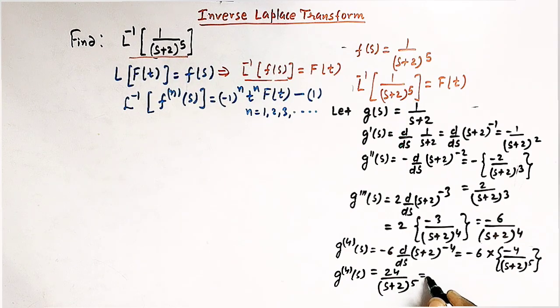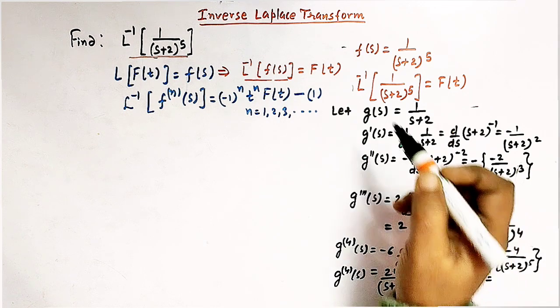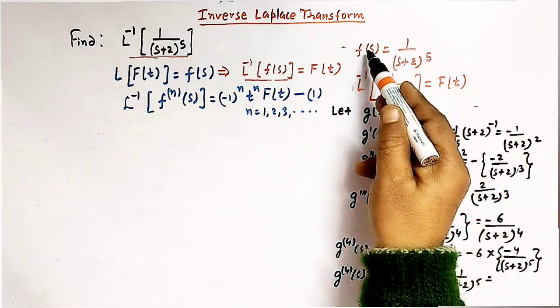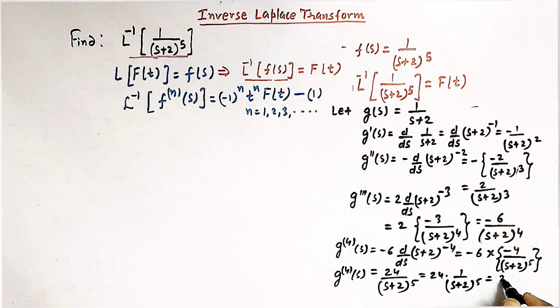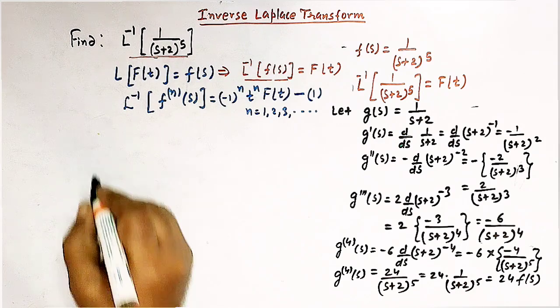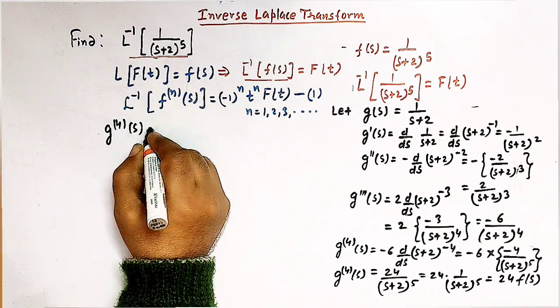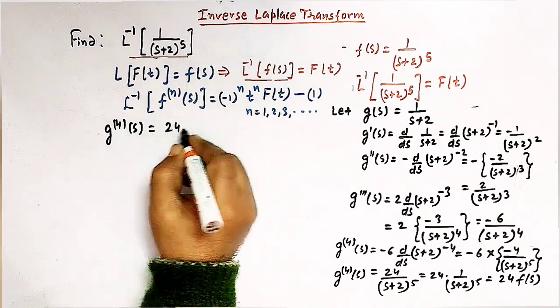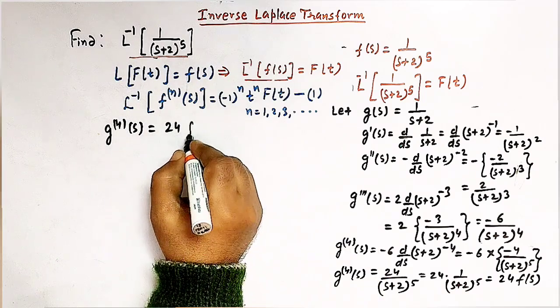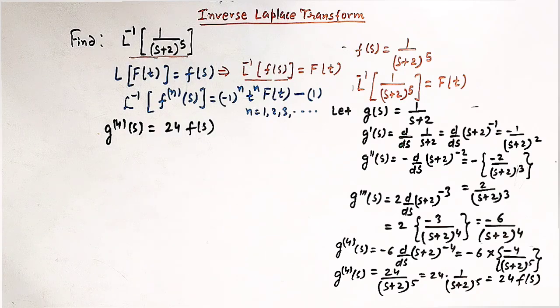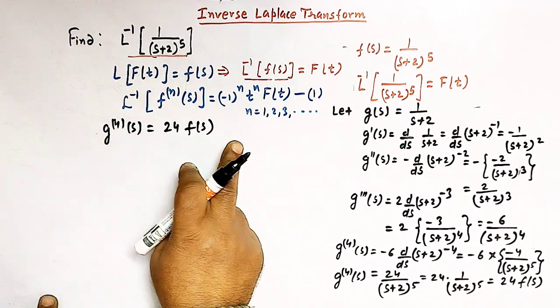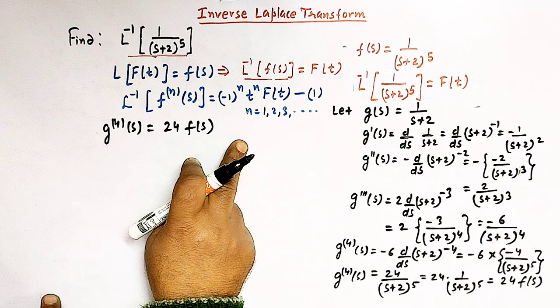So now let us write it as 24 times 1 over (s plus 2) raised to 5, and 1 over (s plus 2) raised to 5 is f of s. So we have here 24 times f of s, right? So now we have the fourth derivative of g of s equal to 24 times f of s. So now let us take the inverse Laplace transform of both sides.